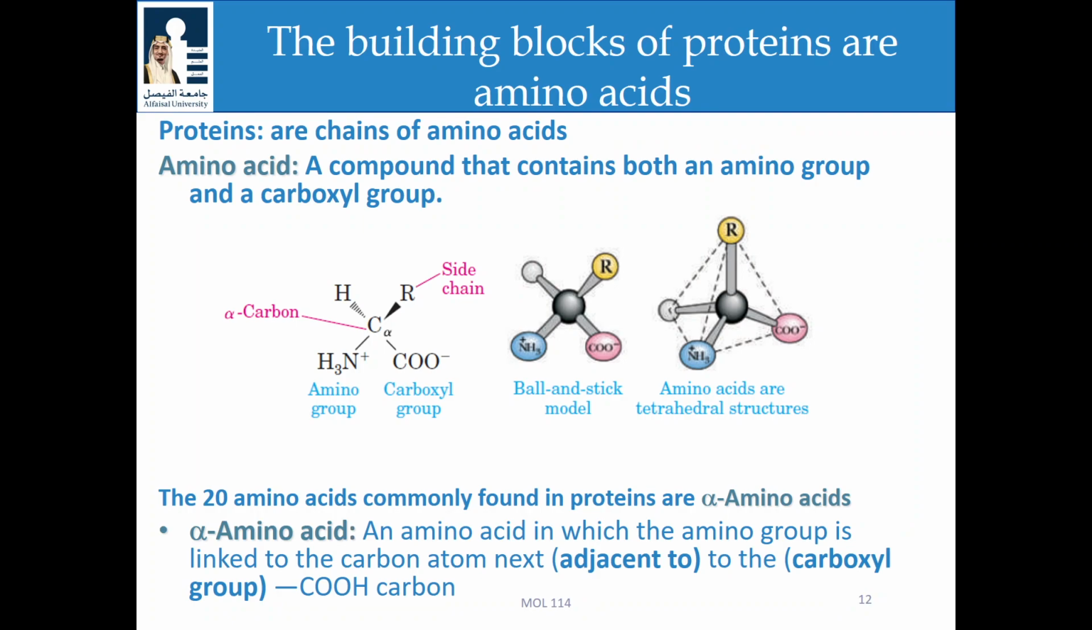Okay, so the importance of amino acids comes from its property as building blocks of proteins, as we have learned so far, and we defined already what makes an amino acid. An amino acid is the carboxyl group, the amino group, linked to the alpha carbon. This is what we have studied so far.